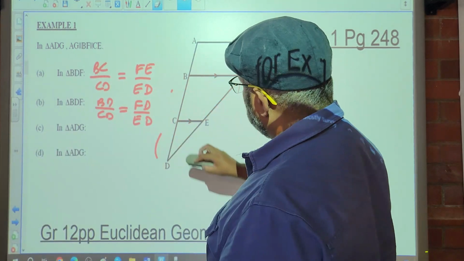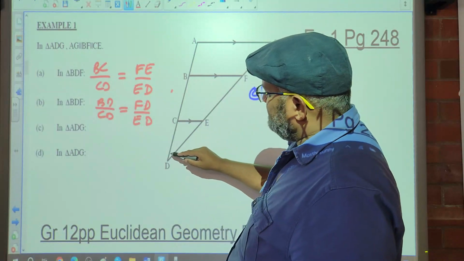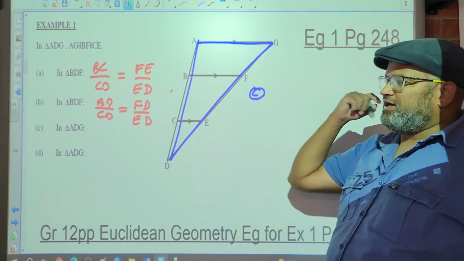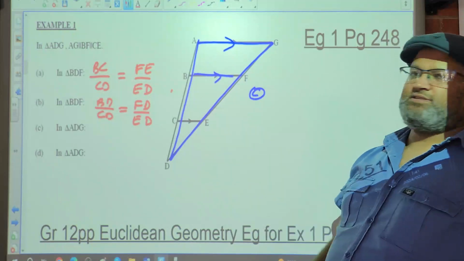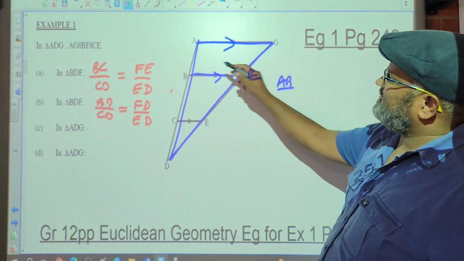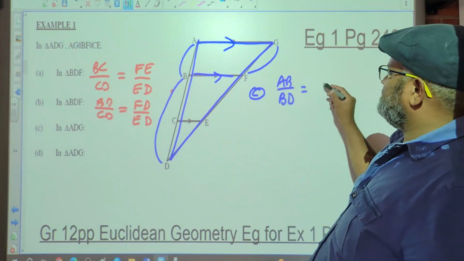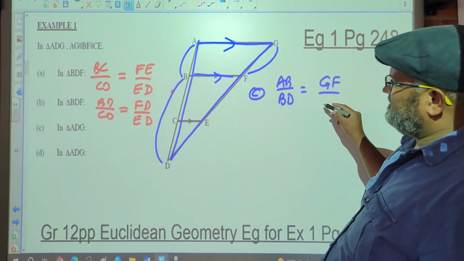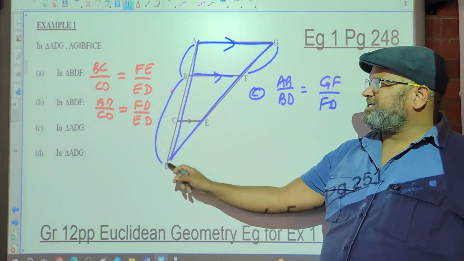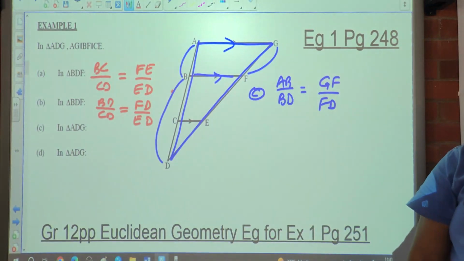Yeah. Then look at C. C, they are referring to triangle ADG. Okay, so I'm going to go with the fact that those lines are parallel first. Okay. So what can I say from here? I can say AB over BD is equal to GF over FD. Or I could have said AB over AD is equal to FG over GD. Or any of its other variations.